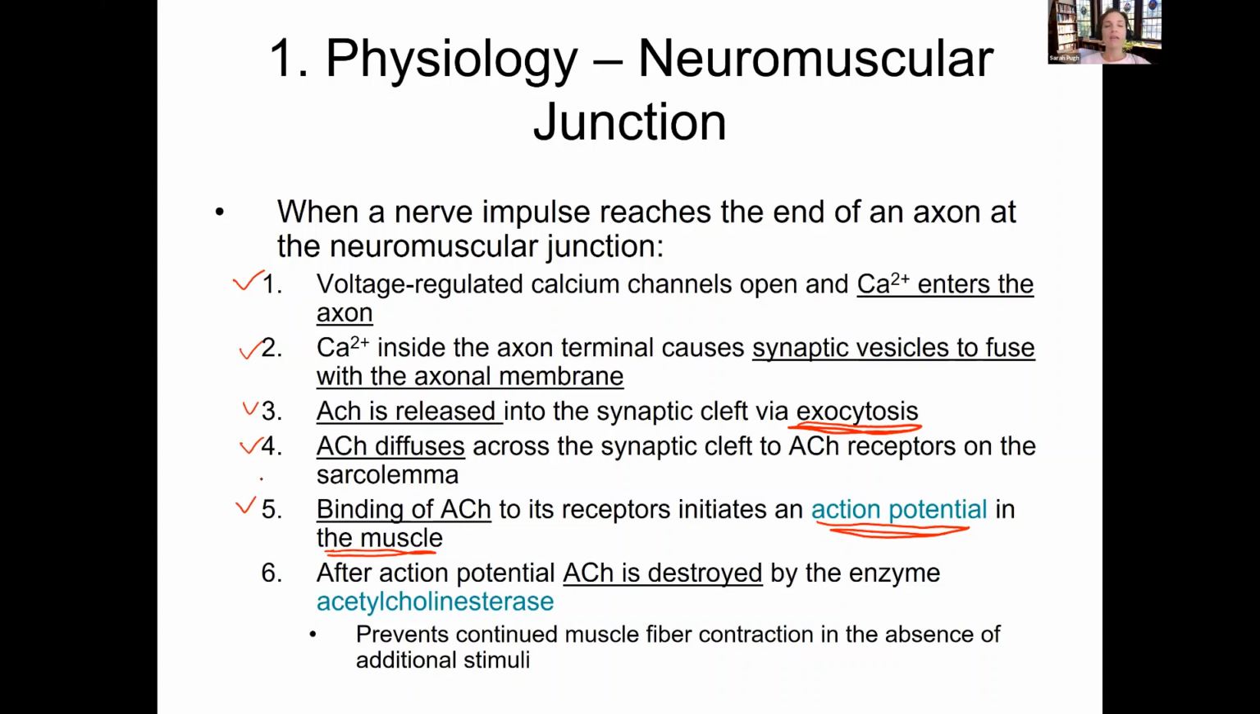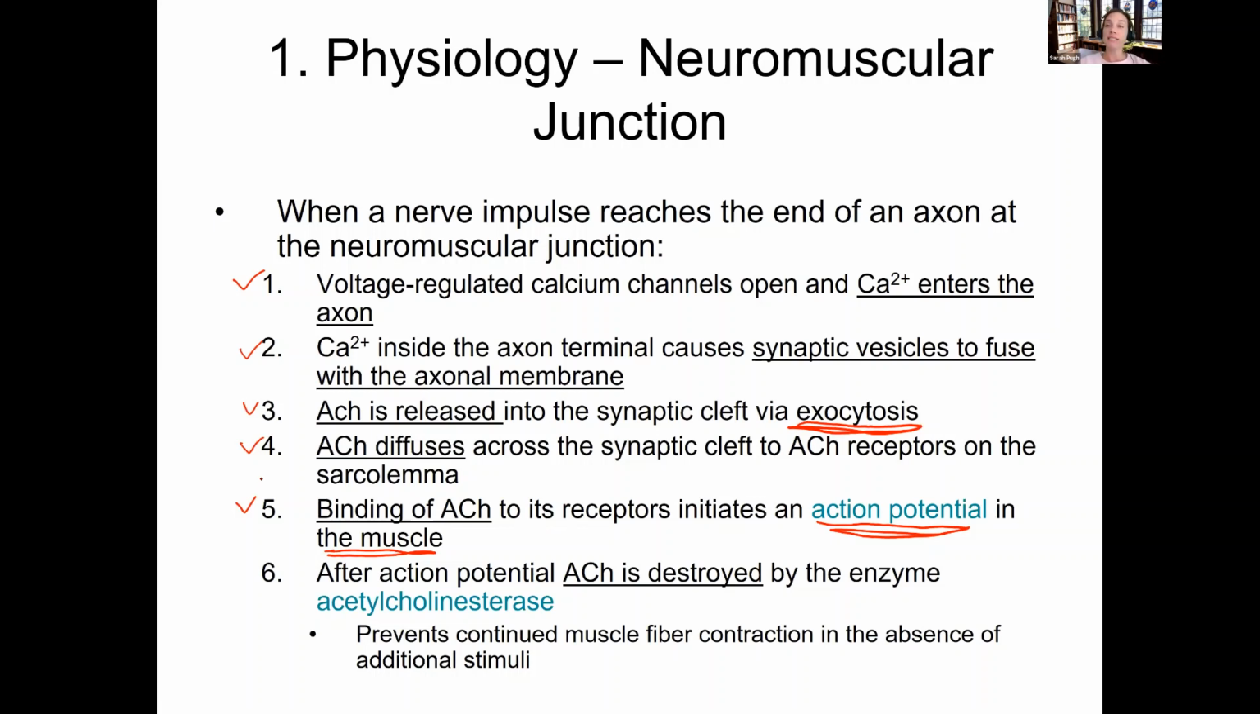The very last step that's on here I haven't mentioned yet. I just walked you through how you get an impulse from a neuron to a muscle. Well, after the muscle has contracted, it needs to relax again. And the only way we can do that is if we get rid of acetylcholine. Because if acetylcholine hangs out in the synaptic cleft, it's going to trigger an action potential in the muscle over and over and over again. And you will just keep getting muscle contractions. And so after you've gotten that muscle contraction, we've got to get rid of acetylcholine. It has to get destroyed.